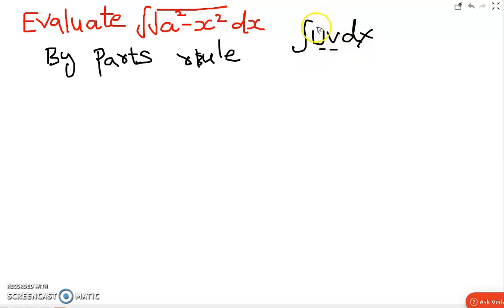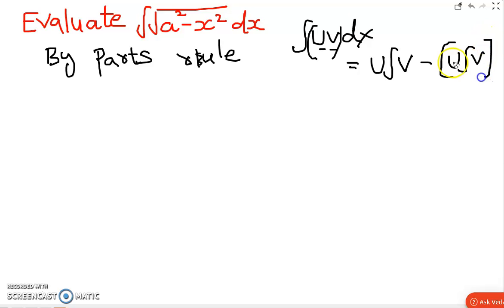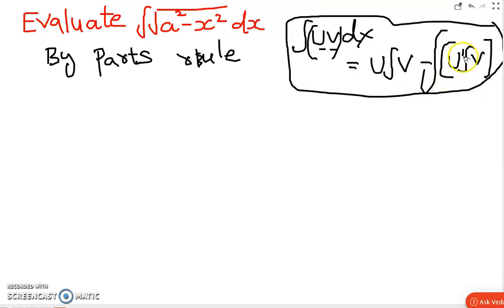For the integration of the entire u into v, we should write u times integration of v, minus the integration of u dash times integration of v. Keep the bracket, integration for all, and let it be dash. This is the formula. What is meant by dash? Dash is nothing but differentiation. Integration we all know.